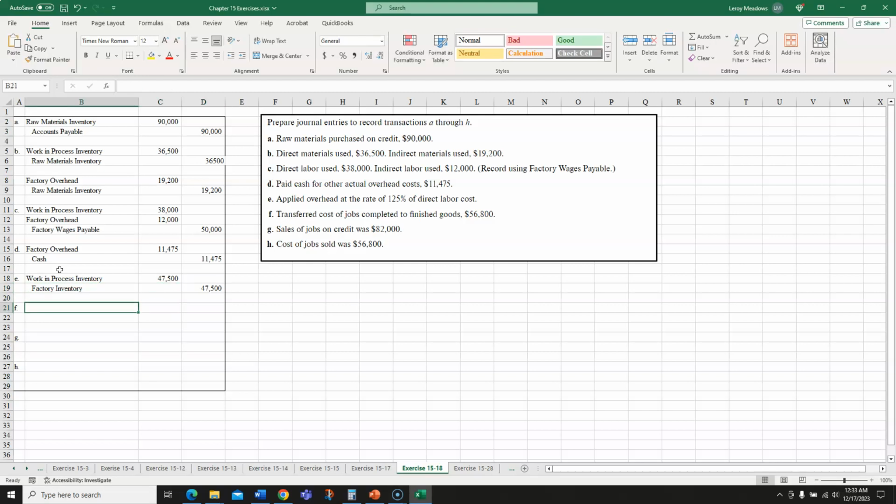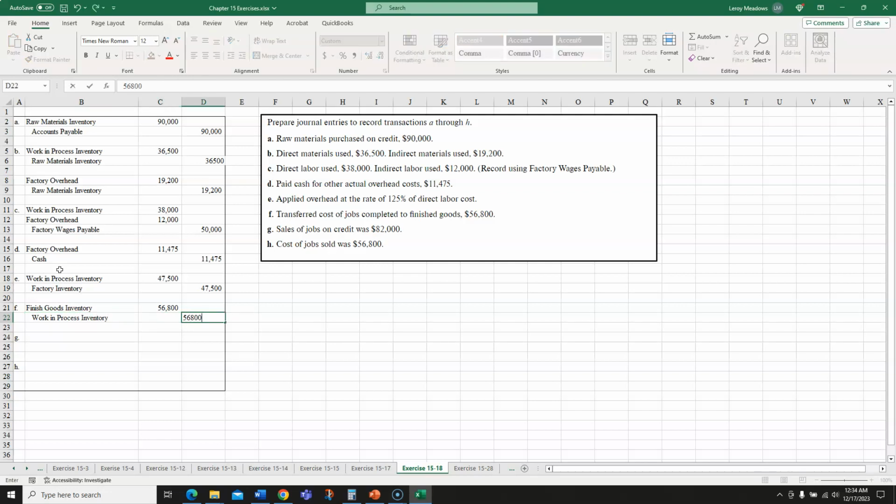Now F, transferred cost of jobs completed to finished goods, 56,800. So what am I going to do? I'm going to debit with this one. We're transferring it from work in process inventory to finished goods. So I'm going to debit finished goods inventory of what, 56,800, and I'm going to credit work in process inventory 56,800.